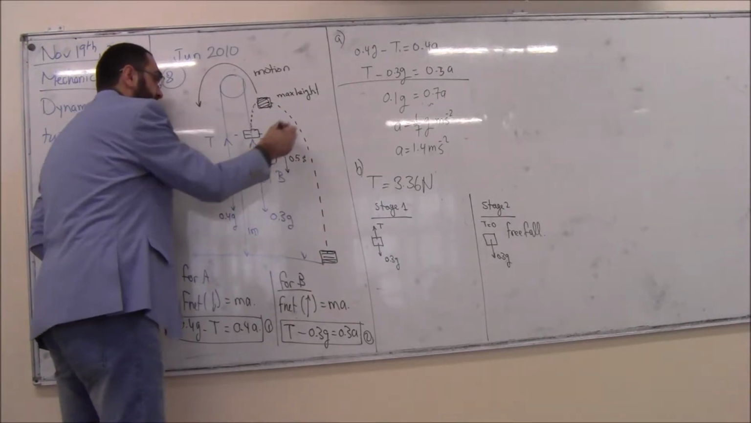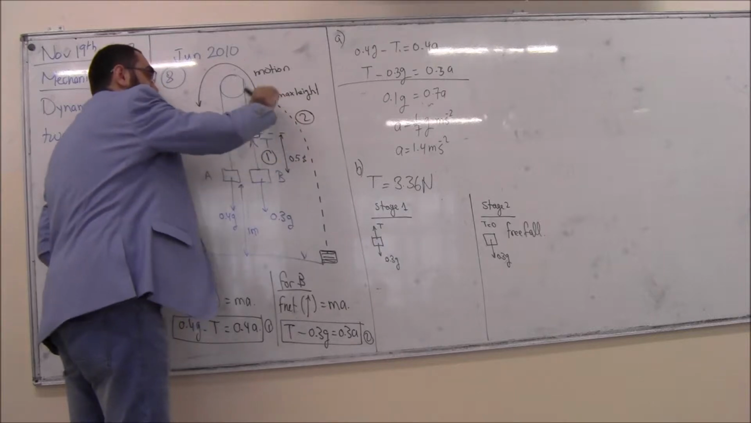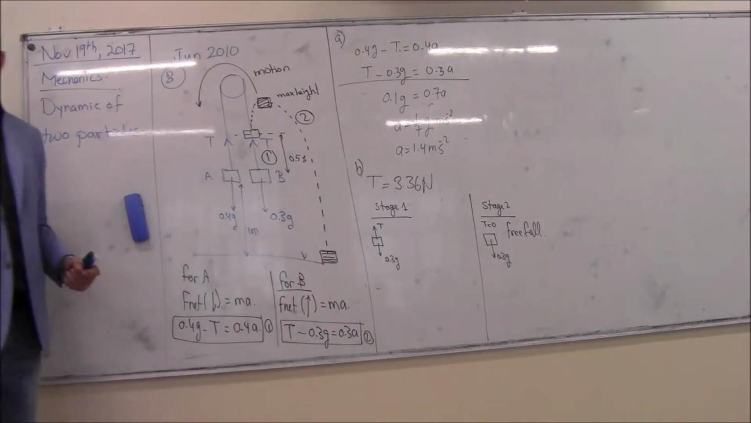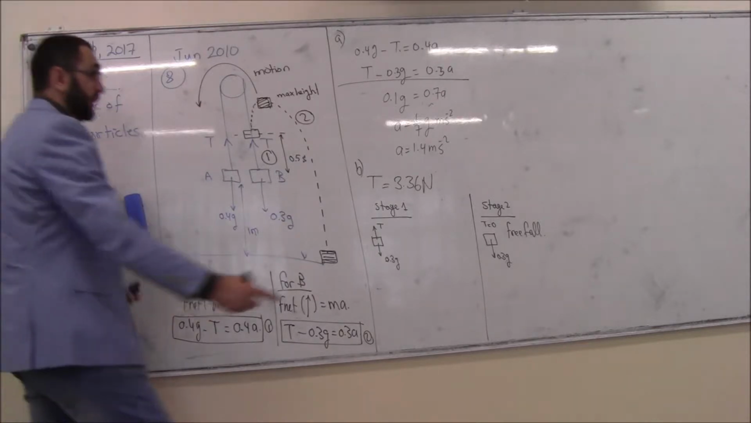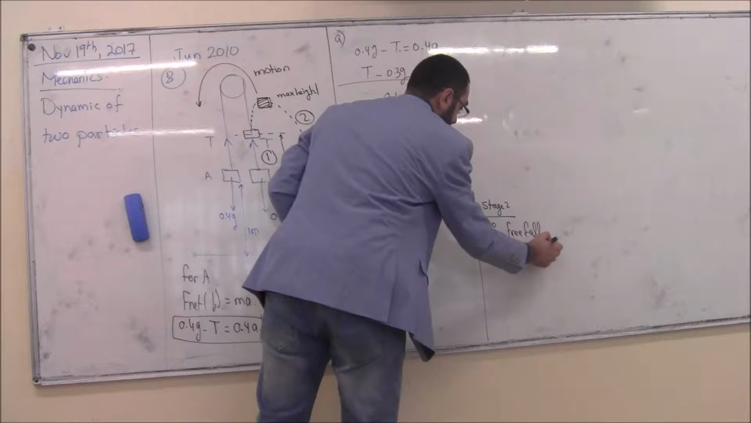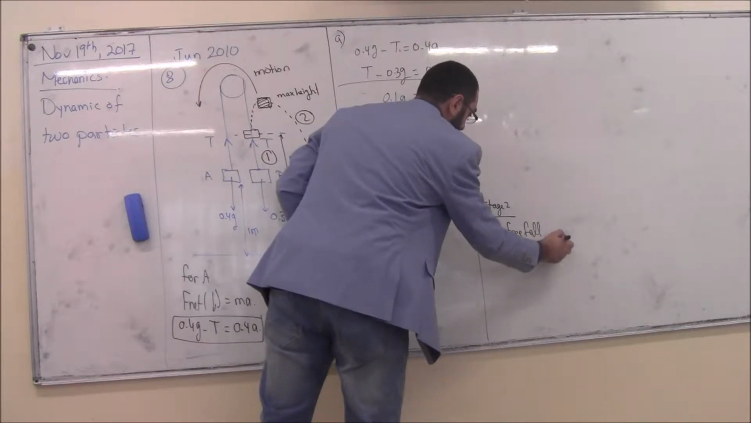Now, guys, what we are asked to find is the time during this. This is stage 1. This is stage 2. This time. Okay, look. This time, is it free fall? Yes. So the acceleration here is minus 9.8 meters per second squared.